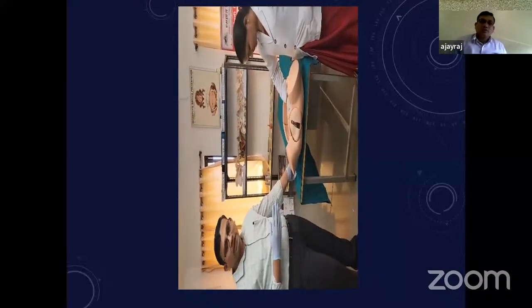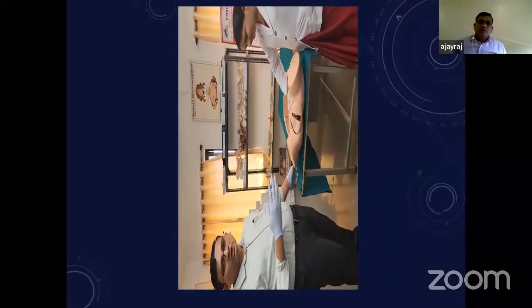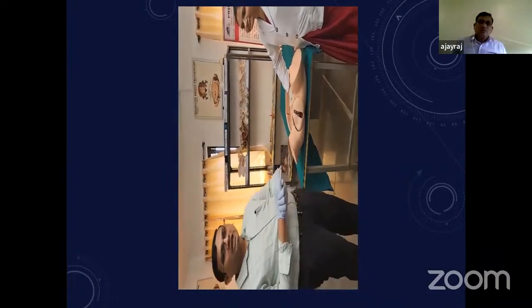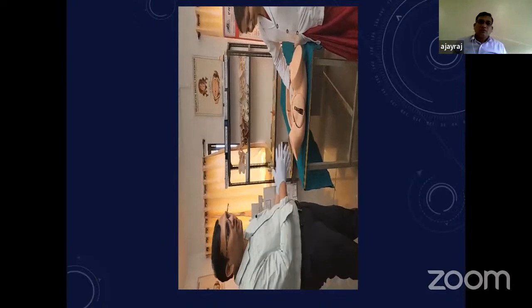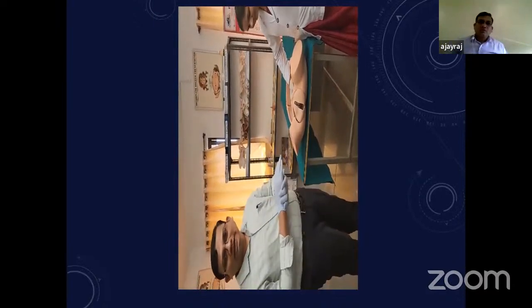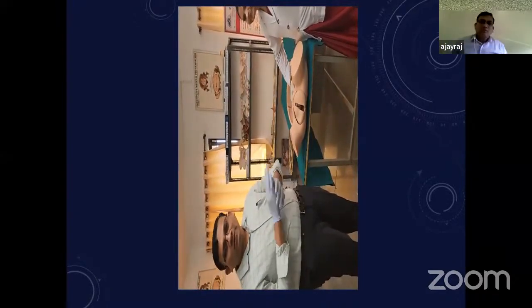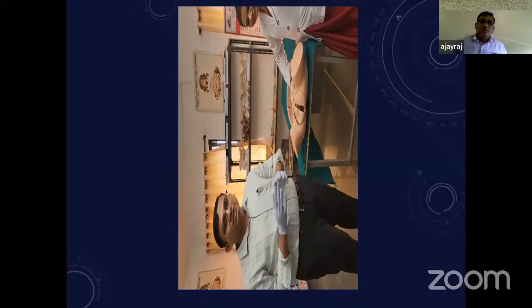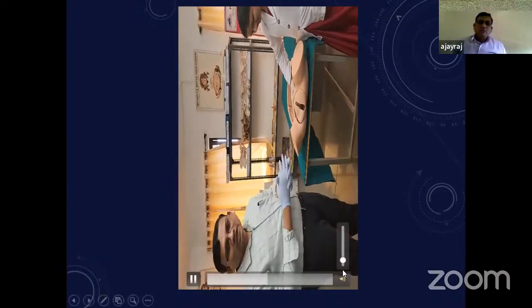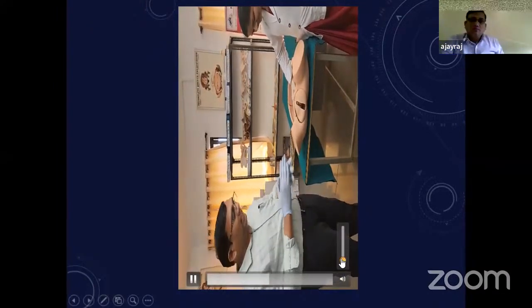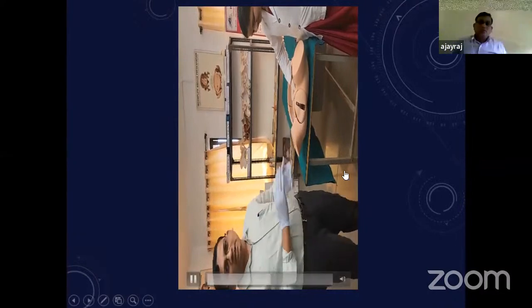Our equipment should be ready. Forceps is ready. Episiotomy is required in forceps. A big episiotomy is required.